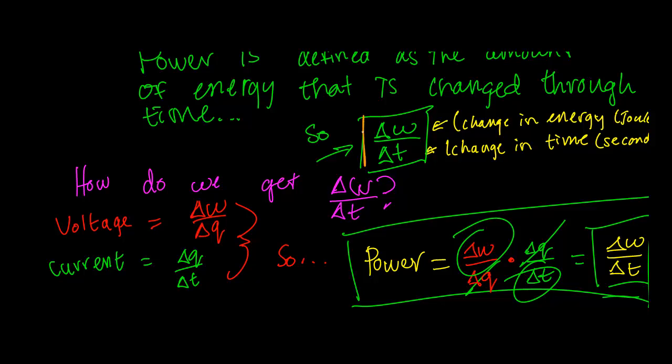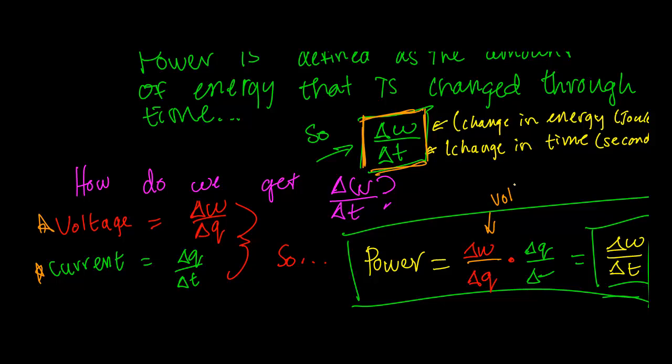So in our case, we know that the amount of energy that's changed through time would be delta W over delta T. And how are we going to get that? How do we get that with voltage and current? Now I labeled the voltage here in red, and I measured the current in green. And then over here, we have the amount of voltage. So this one is a voltage, and this one's a current.